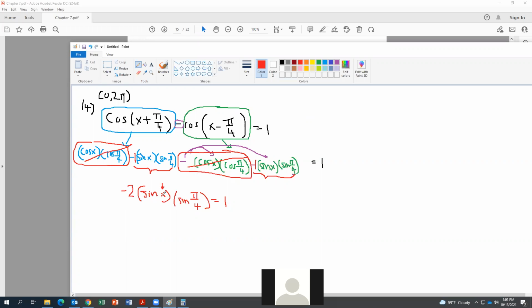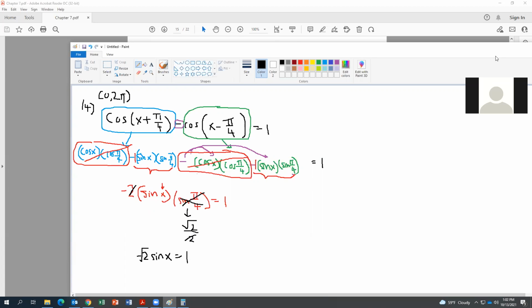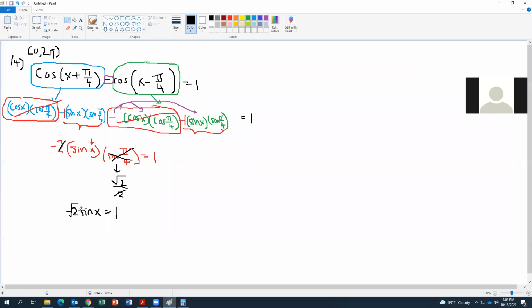First tell me what sine pi over 4 is, because we have an angle. √2/2. Yep, this is √2/2. So when you multiply this with the -2, the 2 and the 2 will cancel out. So what you have is -√2 sine x equals 1. So now how do we solve this? Divide by -√2.